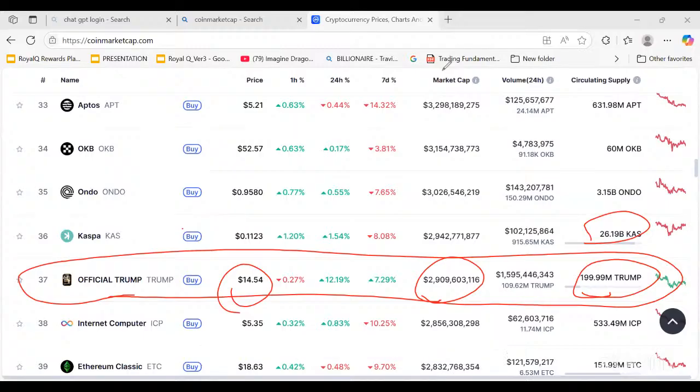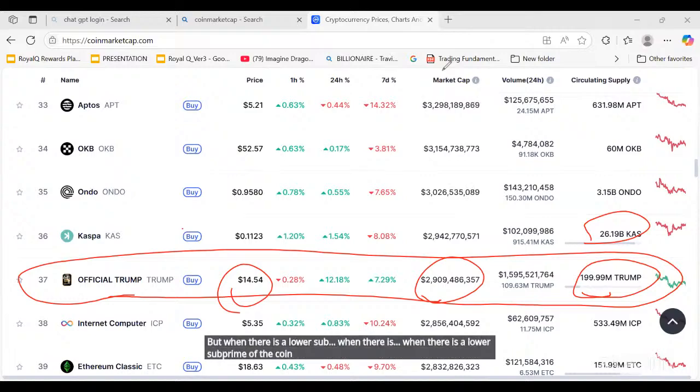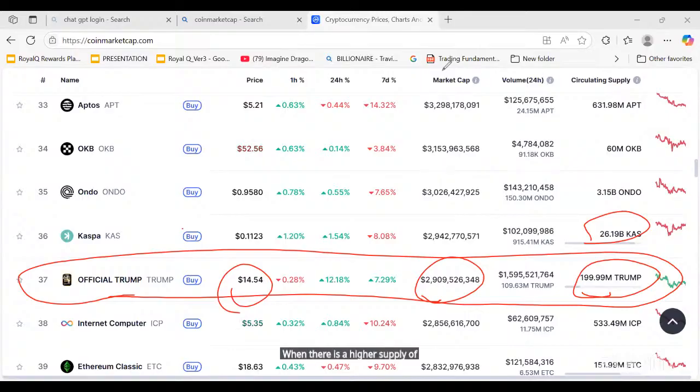When there is a higher supply of the coin, it will have a lower price. When there is a lower supply of the coin, it will have a higher price.